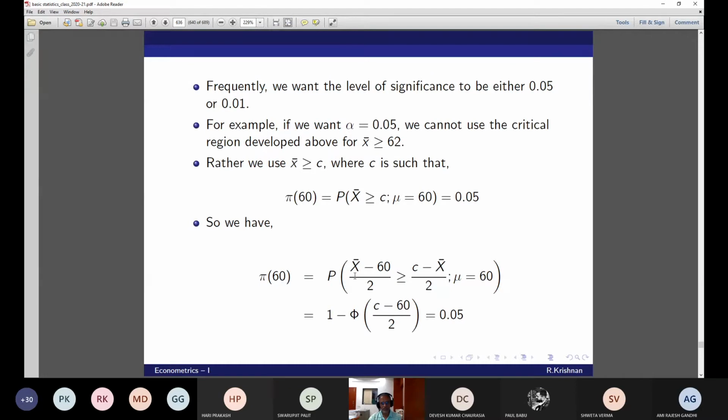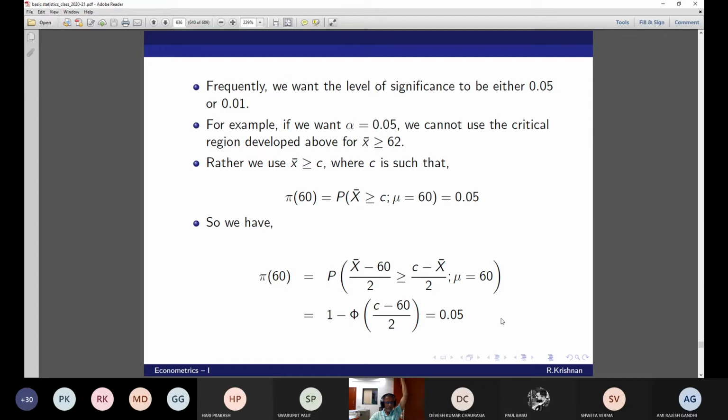So we have pi(60) is equal to P(x bar minus 60 by 2 greater than c minus 60 by 2), which is equal to 1 minus pi((c minus 60) by 2), equal to 0.05. Now we have to do the inverse of the CDF. The inverse of the CDF is nothing but the quantile. The quantile is something that I did not dwell much on. In your standard normal tables, what do you normally do for a given alpha significance level? You read the portion cut off by the random variable on the standard normal curve.